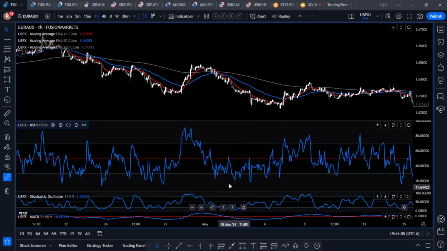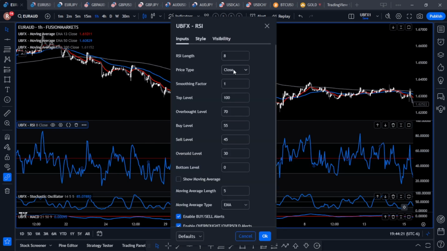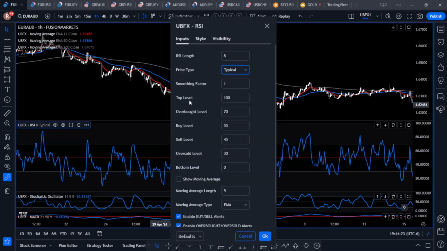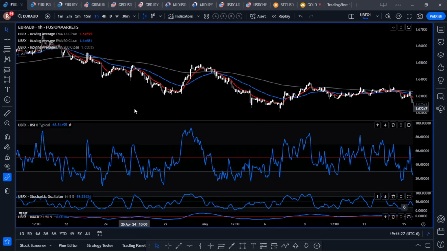So we've got an 8 RSI, and with an 8 RSI now, we are able to better see overbought and oversold conditions. We can better see buy and sell signals. Now, generally, I don't like the close. I prefer a typical setting with the RSI. But when we have a smoother RSI with a short period, something that is not competing with the moving averages, now we've got an RSI that is telling me different information.